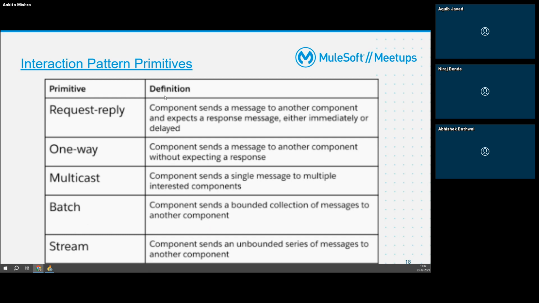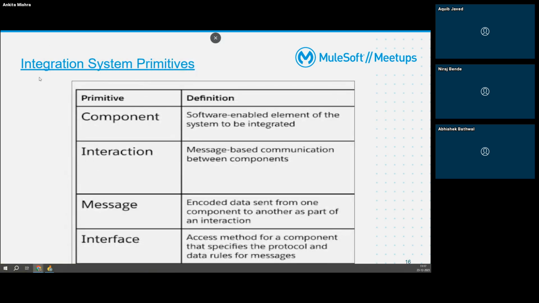Okay, so interaction patterns are clear. We talked about integration types, integration system primitives.